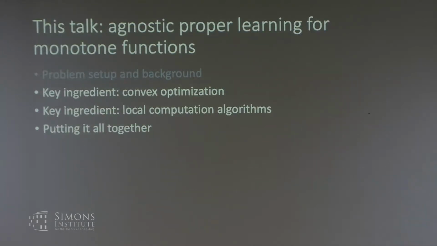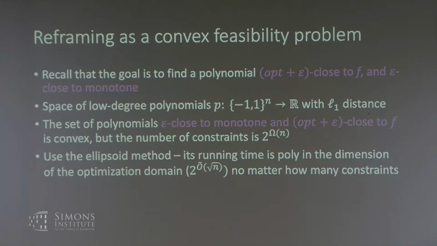So now we'll get into the ingredients for the agnostic learner, the first being convex optimization. This requires a reframing of the learning problem as a convex feasibility problem. So recall that the goal is to find a polynomial that's opt+ε close to f and ε close to monotone. We're going to be optimizing over the space of low-degree polynomials with real values. So we're relaxing from Boolean-valued functions to real-valued functions and use L1 distance instead of Hamming distance.